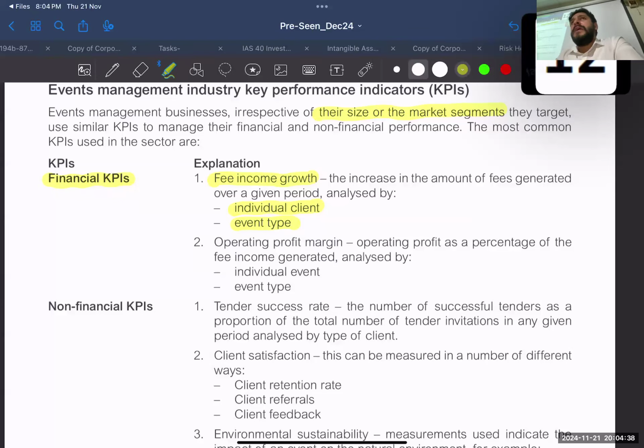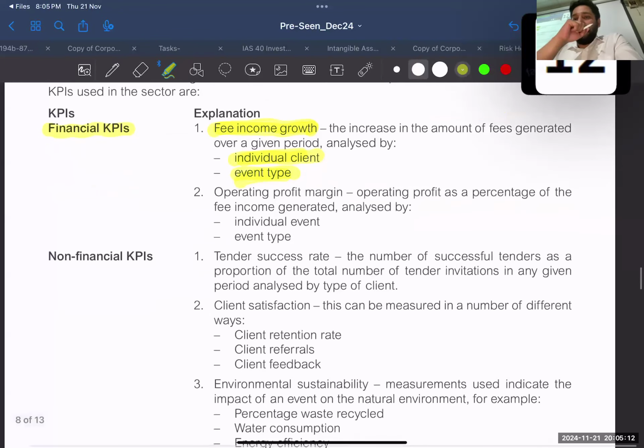So the first thing is that once we are evaluating a particular project, once we are evaluating a particular client, we look at the fee income growth, and the fee income is totally dependent upon the individual client and the event types. If the individual client is corporate, the fee income is going to be large. If the client is a private company, the fee is going to be less than the corporate side. Similarly, the event type: if it is a music event, things are going to change substantially. If it's a normal wedding event, the amount of fee is going to be substantially low.